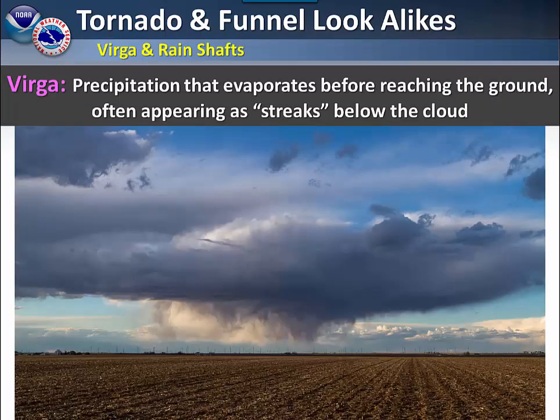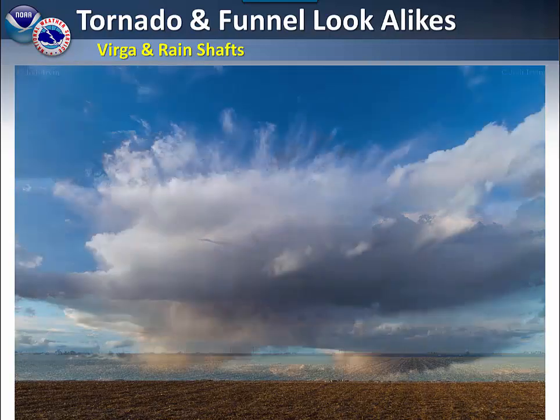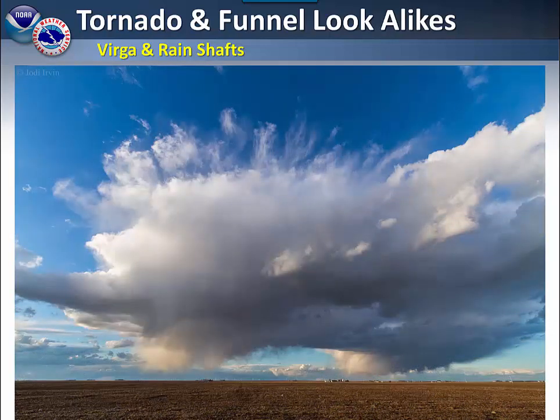Sometimes you will see virga. This is precipitation that evaporates before it reaches the ground. They will appear as streaks below the cloud. In these examples, you can see that the overall cloud depth is actually very shallow and is probably not even producing any thunder, let alone a tornado.